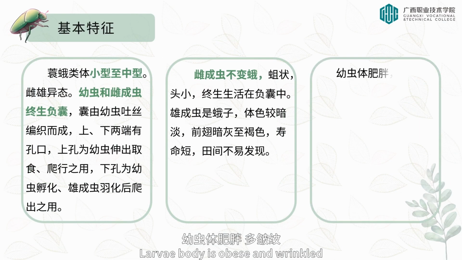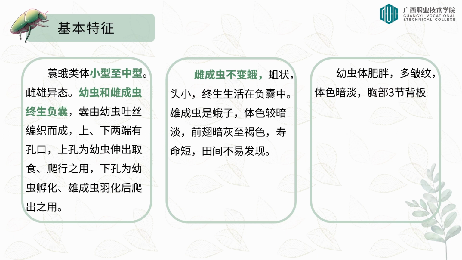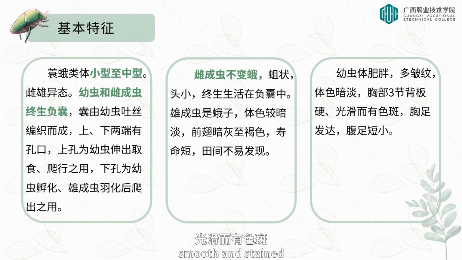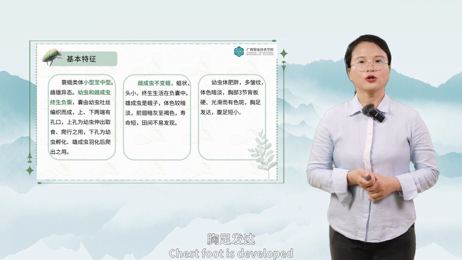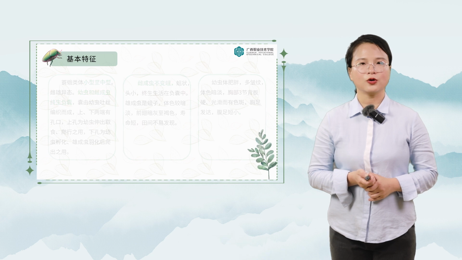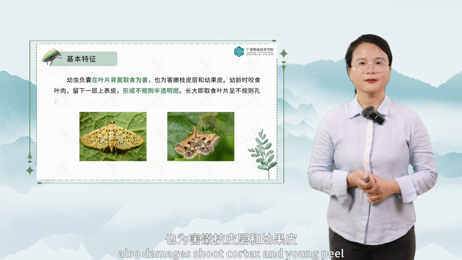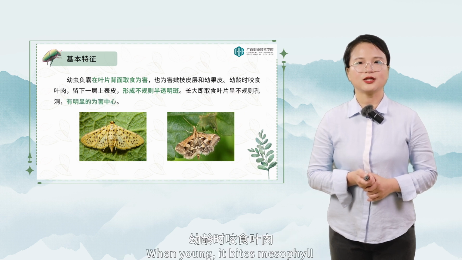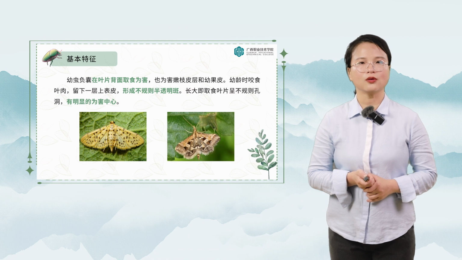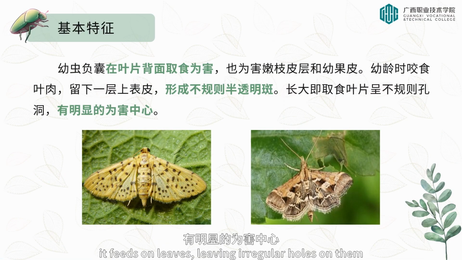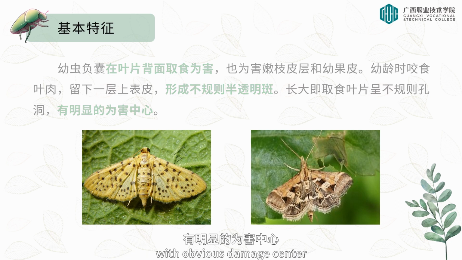Larvae body is obese and wrinkled with dim color. 3 sections of back plate on chest are hard, smooth, and stained. Chest foot is developed, and abdominal foot is short. Larvae feeds on the back of leaf blade, also damages shoot cortex and young peel. When young, it bites mesophyll and leaves an upper epidermis, forming irregular translucent spot. When growing up, it feeds on leaves, leaving irregular holes on them with obvious damage center.